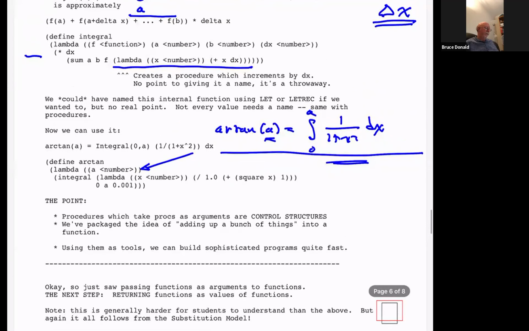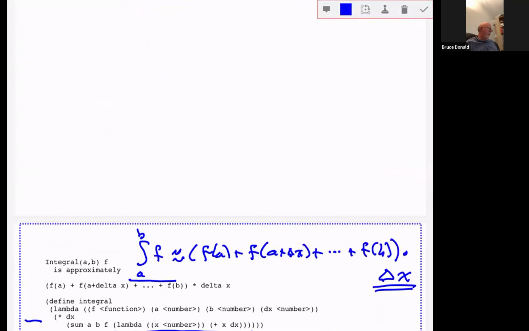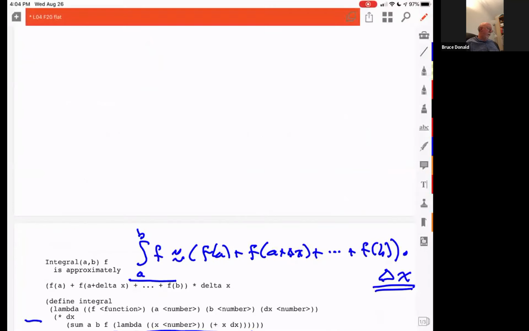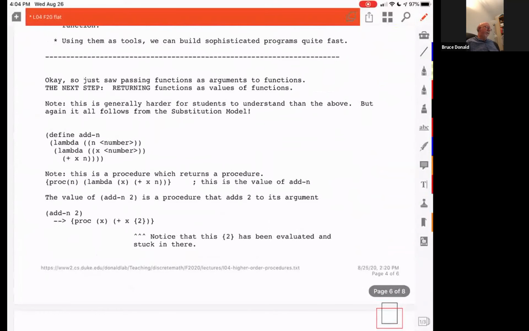Okay. All right, so what do we have so far? We have seen this is basically passing functions as arguments, but what about returning functions as values of functions? I'm going to give a trivial example, trivial in the sense that it has no mathematical interest really, but then try to do something interesting with it. This is generally harder, so don't beat yourself up if you don't get it. Take some study. We're going to help you with it.